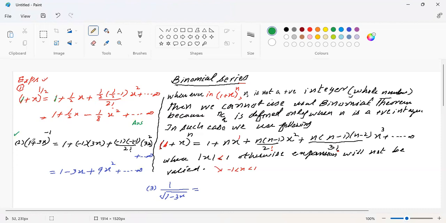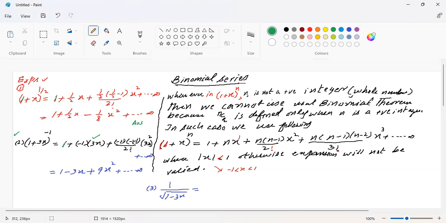So we always write the first number as it is, and then write the product of this. Here is the product. Then write n into n minus 1. N is negative 1. So we write negative 1 into negative 1, negative 1 divided by 2 factorial. Then this 3x whole square.